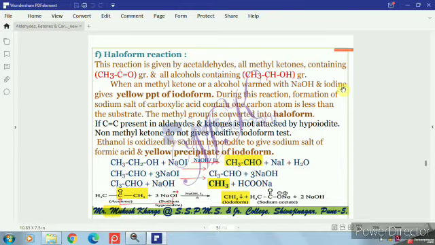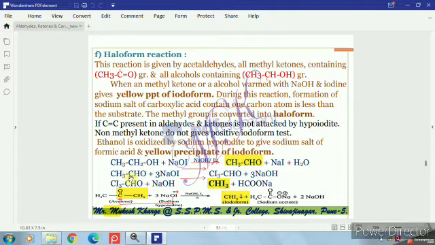So what is the reaction? Let us consider one alcohol, that is ethyl alcohol. It is oxidized by sodium hypoiodite, which is obtained from a fresh mixture of NaOH, sodium hydroxide, and iodine. So they combine together to form NaOI that oxidizes this ethyl alcohol into acetaldehyde, CH3CHO, plus sodium iodide, and water is formed.